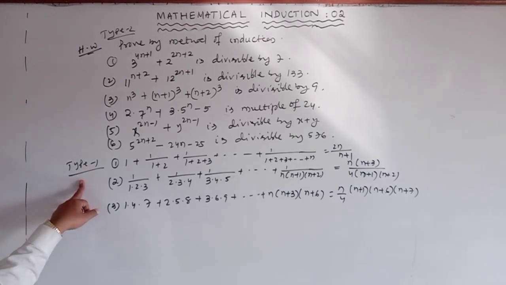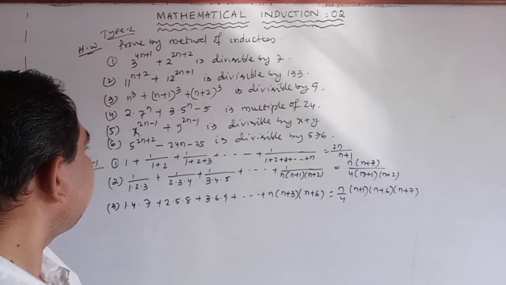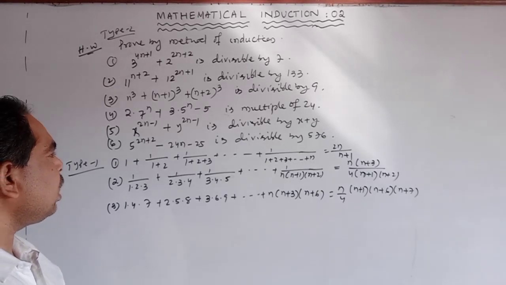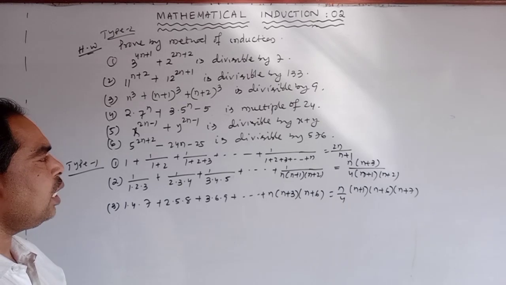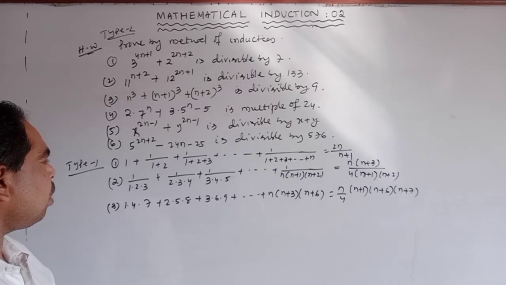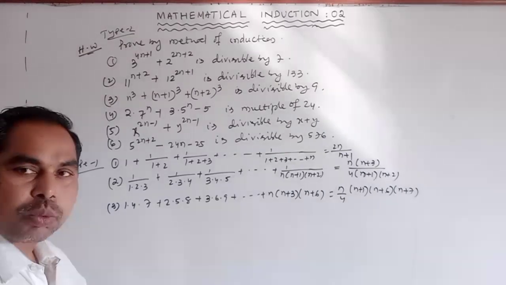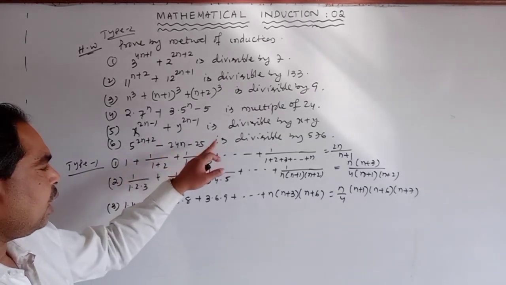These are the homework for you: type 2 questions and some type 1 questions. In type 2, prove by the method of induction. Question number 1: 3 to the power 4n plus 1 into 2 to the power 2n plus 2 is divisible by 7. Second: 11 to the power n plus 2 plus 12 to the power 2n plus 1 is divisible by 133. Third: n cube plus n plus 1 whole cube plus n plus 2 whole cube is divisible by 9. Fourth one: 2 into 7 to the power n plus 3 into 5 to the power n minus 5 is a multiple of 24, means divisible by 24. Next one: x to the power 2n minus 1 plus y to the power 2n minus 1 is divisible by x plus y. Last one: 5 to the power 2n plus 2 minus 24n minus 25 is divisible by 576.